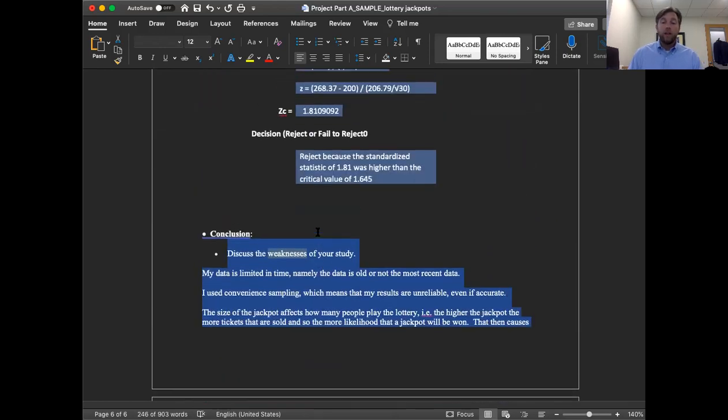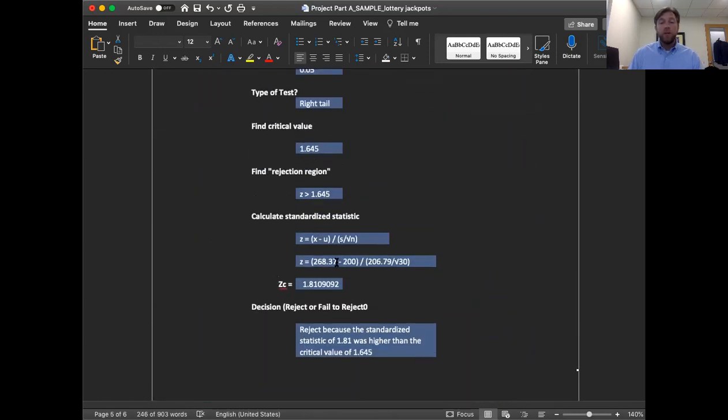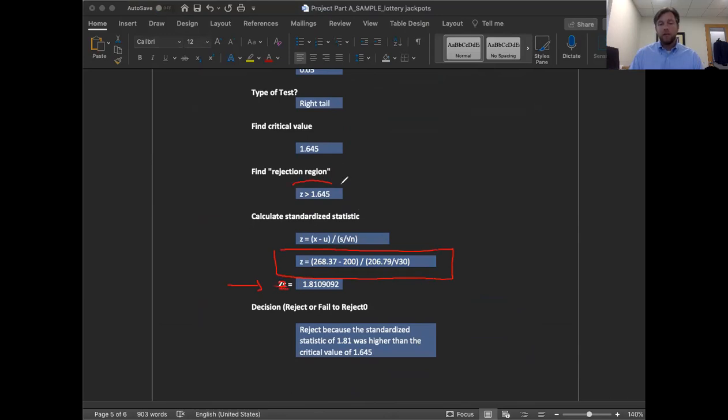I hope that you find that the project is not too terrible. The only calculation that you have to do is this, the standardized statistic. This is the only calculation in the entire thing, to help you find your critical value. I'm sorry, that should not be critical value. It's the standardized test statistic. This is the critical value. That's it. Everything else is just sort of going through the motions.